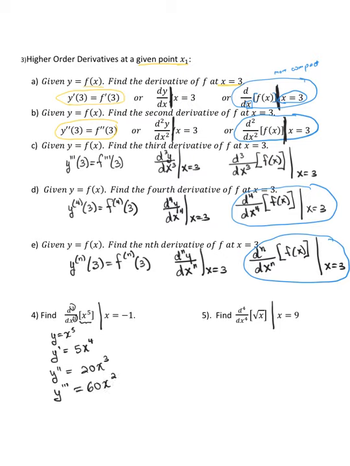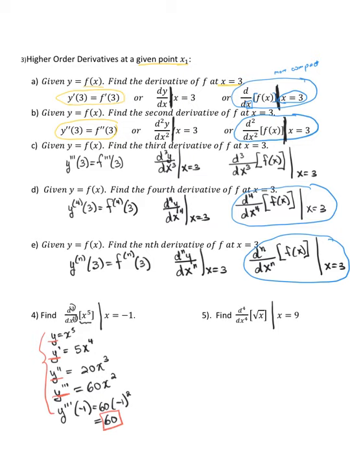60x squared. So notice how I kept track of our function with the derivatives. Please label each step clearly. So once we get the derivative rule, we substitute in our number, which in this case is -1. So we get 60 times -1 squared, and that gives us 60. So our final answer here is 60. Okay, so please don't forget to write this down.